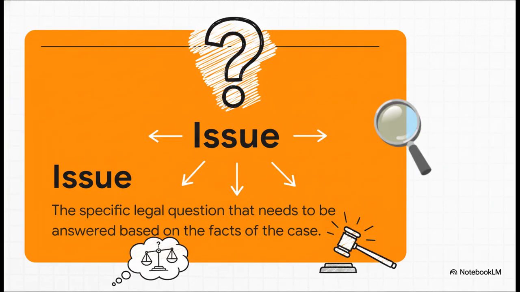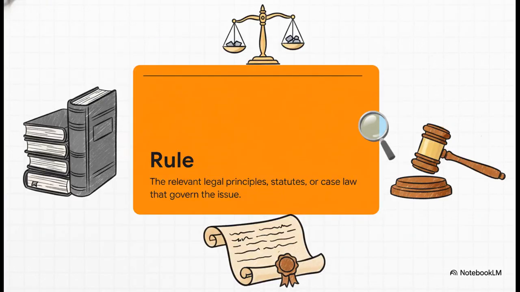First up is I for issue. Before you can find the answer, you've got to know the question. Your job here is to identify the precise legal problem that the facts of the case present. What is the core question that needs a legal answer? Next, we have R for rule. Once you've clearly stated the issue, you need to set out the law. This just means identifying and explaining the relevant legal principles, statutes, or key case precedents that are going to govern the issue you've just identified.